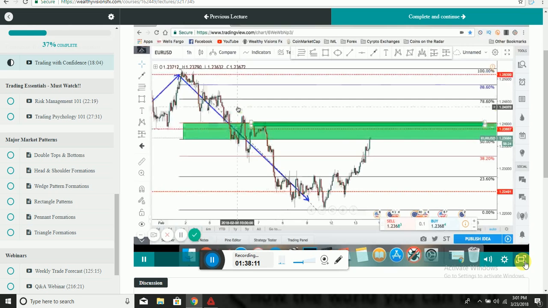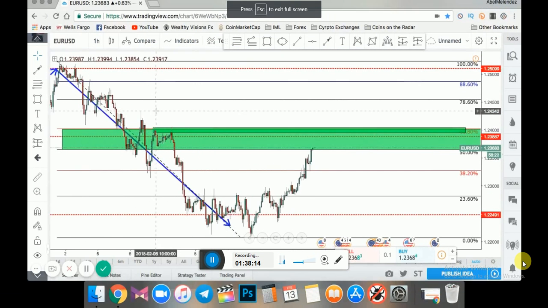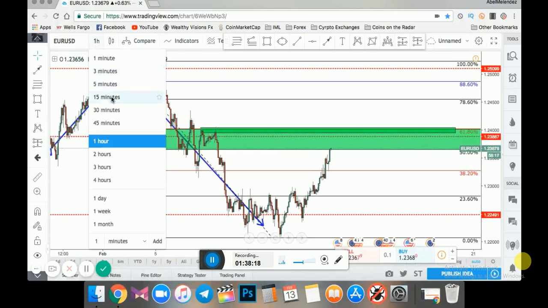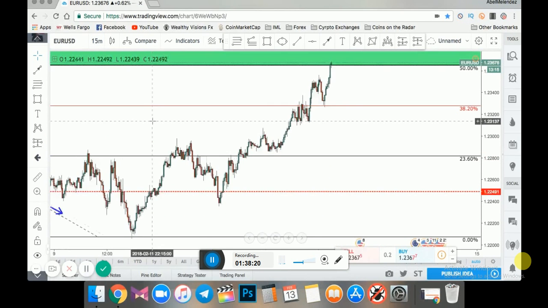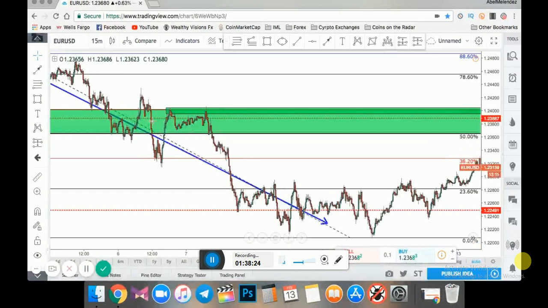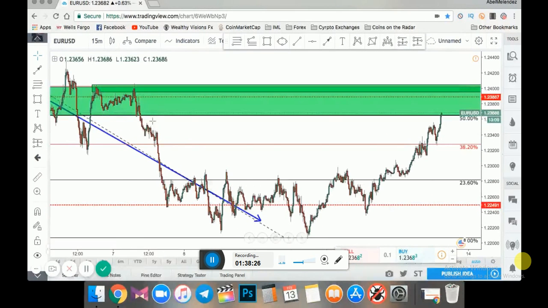And if you really want to get an even better entry, go down to an even lower time frame. The structure on this time frame, guys. So if we want to look at structure again, we want to see how it reacts to this zone.